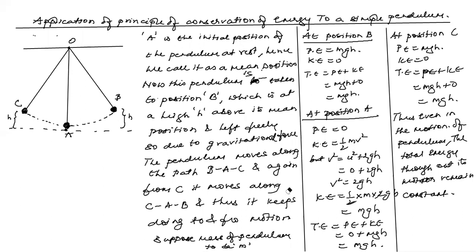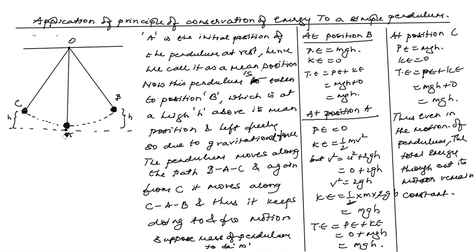Again, please remember, as it goes from A to B, the kinetic energy keeps on decreasing, potential energy keeps on increasing. At B, it has maximum potential energy, 0 kinetic energy. So it's at rest for a fraction of a second. Then again, due to gravitational force of attraction, it starts falling back. So now the potential energy is decreasing and it has maximum kinetic energy at A.